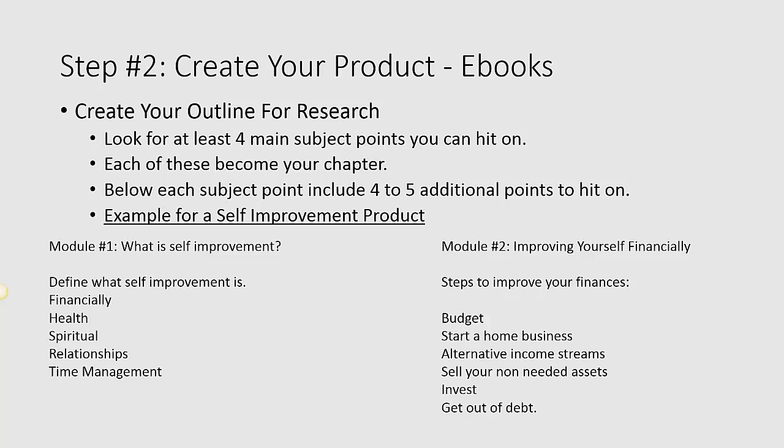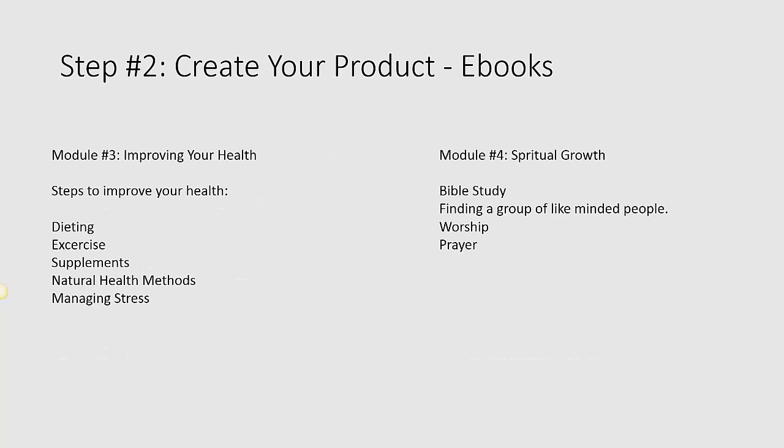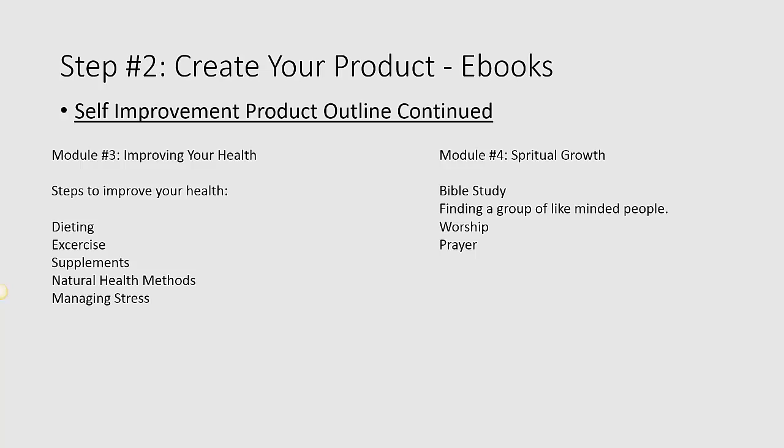Module number 2 is how to improve yourself financially. So steps to improve your finances, things you would want to cover, and you just have to list these bullet points. So now you know what kind of content to research. Budget, how to get a budget, start a home business, alternative income streams, sell your non-needed assets, investing, and getting out of debt. So these are all steps to improve your finances. Module number 3 was all about improving your health. So you could talk about dieting, exercise, supplements, natural health methods, managing stress. Module number 4 is all about spiritual growth, Bible study, finding a group of like-minded people, worship, prayer, those types of things that you could expand upon and really dig into to help people understand that importance.